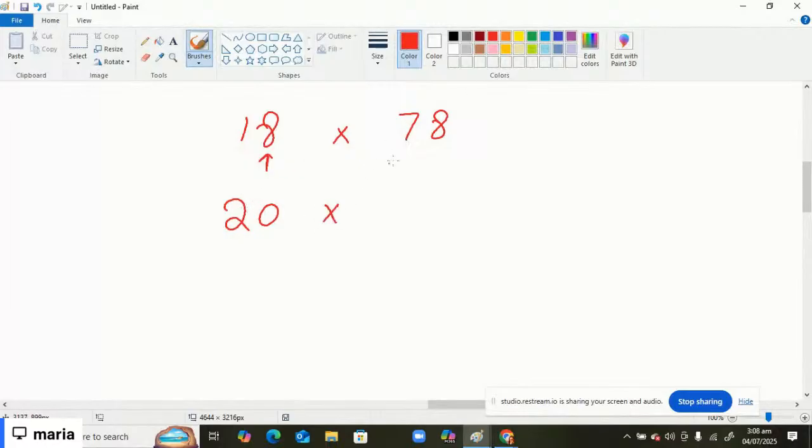Now multiply with 78. Now 78, we are checking the 8. This 8 is greater than 5 again, so this 78 can be changed into 80. But if that number is, let's suppose, 73, this can be rounded to 70. Okay.